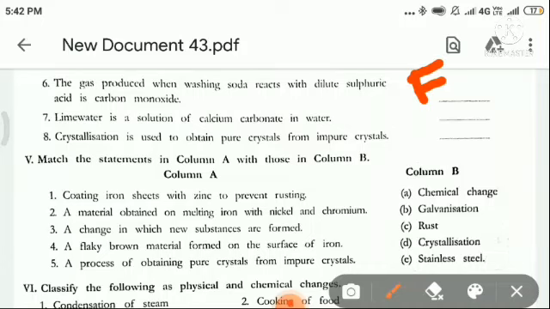Now 7, lime water is a solution of calcium carbonate in water. So lime water is not a solution of calcium carbonate in water, it is a solution of calcium hydroxide in water. So this is also false. Crystallization is used to obtain pure crystals from impure crystals. So this is true, okay.